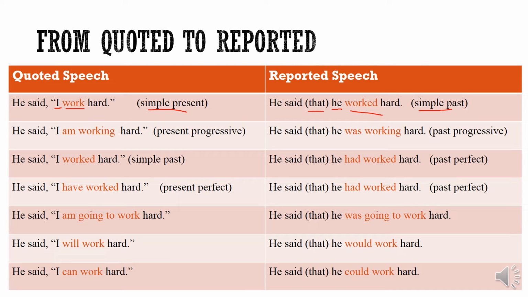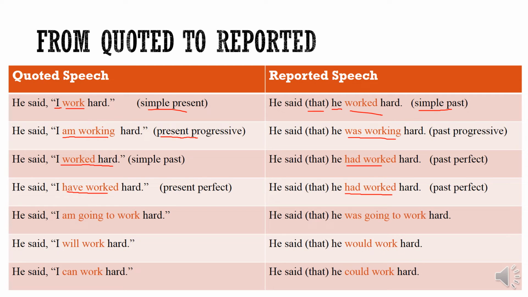Let's go to the second sentence. He said, "I'm working hard," which is in the present progressive. All present progressive tenses are changed into the past progressive. Let's see the third one, which is in the simple past. The simple past is changed into the past perfect. Let's see here the present perfect have worked. Every present perfect tense should be changed into the past perfect tense.